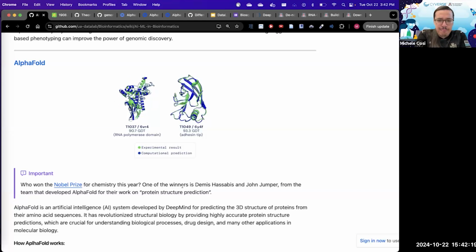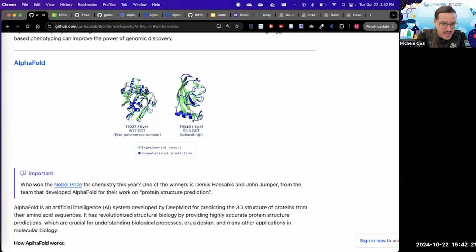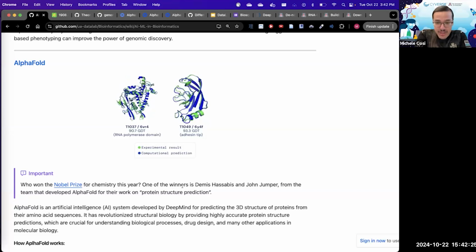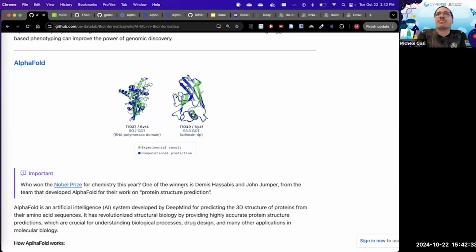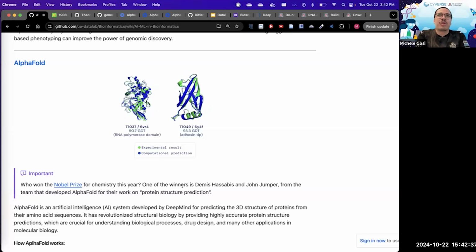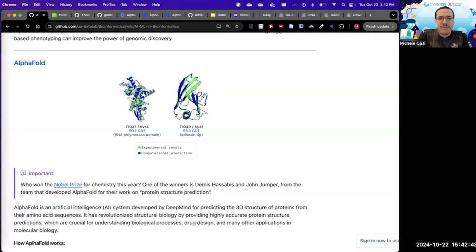What AlphaFold does is that it is able to predict the 3D structure of proteins from just their amino acid sequence. It's incredibly powerful. I've had the pleasure to work with AlphaFold 2, or at least see people work with AlphaFold 2, and it's just mesmerizing. And now you can use AlphaFold 3 straight from your browser.